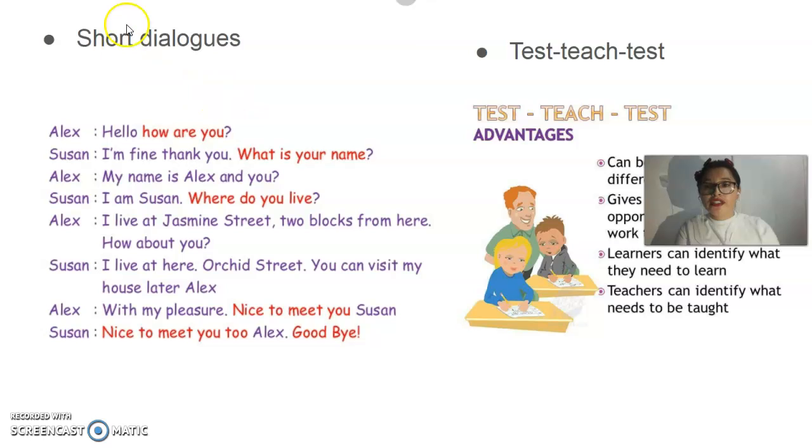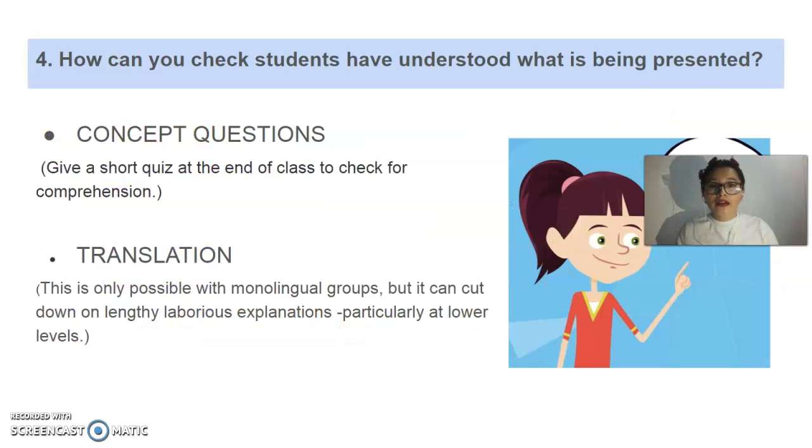And also, we can use short dialogues so that our students can practice the language with another classmate. And also, we can use tests that have an interesting advantage, like they can be adapted to different types of language, or maybe the learner has opportunities to try to work things out. The learners can identify what they need to learn. The teacher can identify the needs that the students have. This is really important because it's like the focus that a teacher has in the class, right? Identify in which way the student wants to learn, or the needs that our students have in a class, in order to support them.